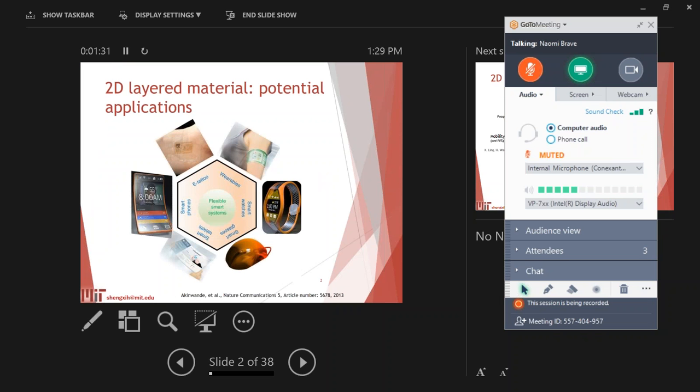I think the audience is quite familiar with 2D materials. 2D materials are very promising for different kinds of applications. For example, I show a figure here showing some potential applications of 2D materials, including some e-tattoo, which means you can attach it onto your skin and the material can actually monitor your health parameters. And also we can make 2D materials into smartwatches, for example, and smart glasses, and so on.